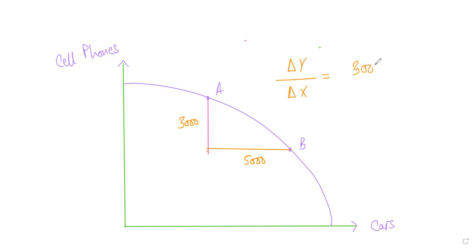So 3,000 divided by 5,000 will give you 0.6. This means 0.6 units of phones need to be given up to produce 1 unit of car. Easy? Any confusion? Now let's make this example a little more interesting.